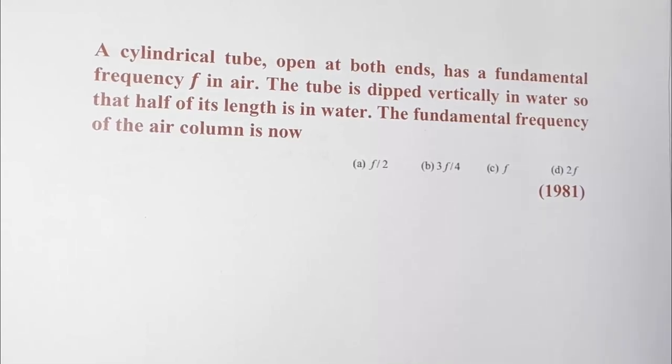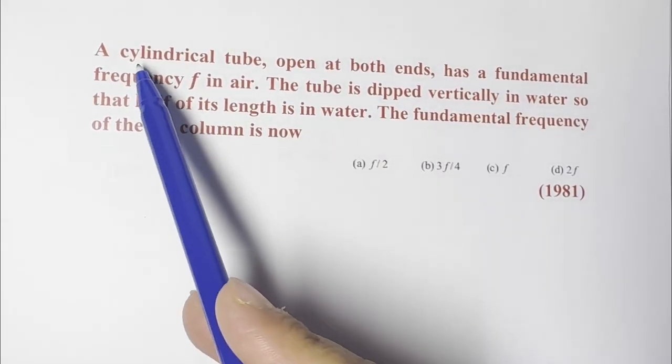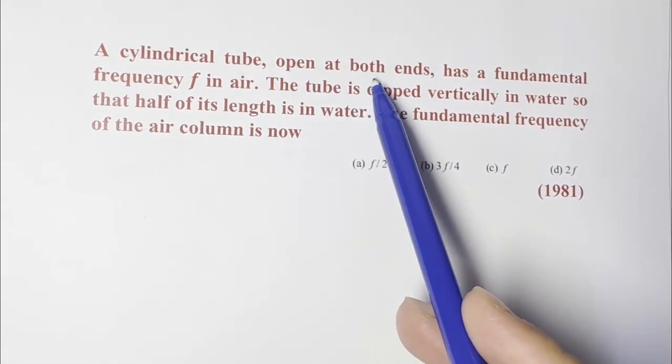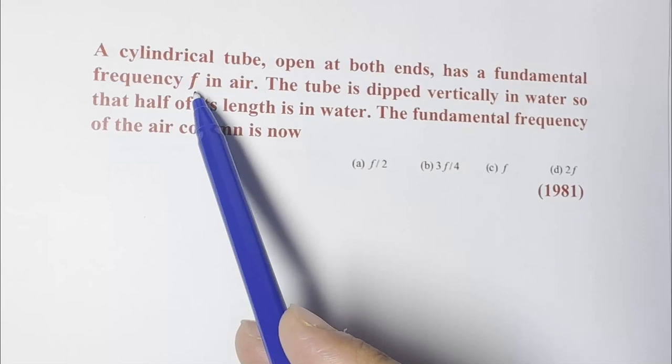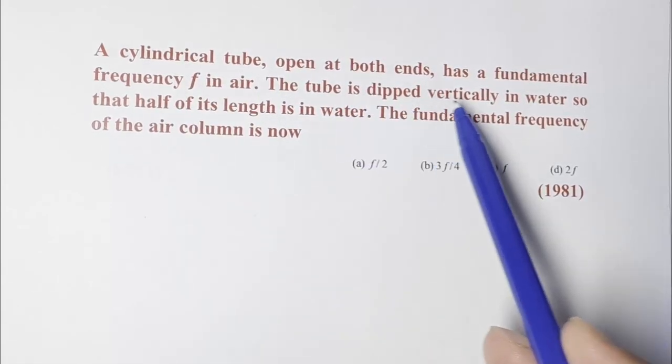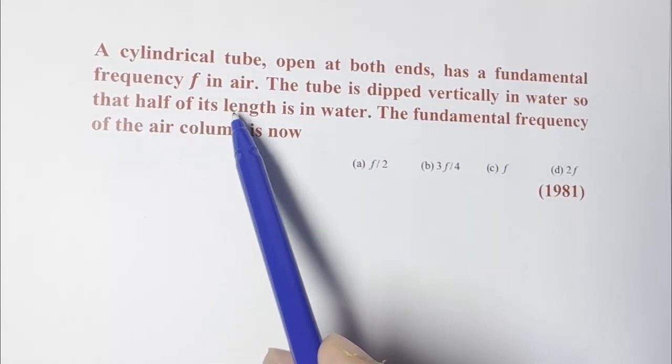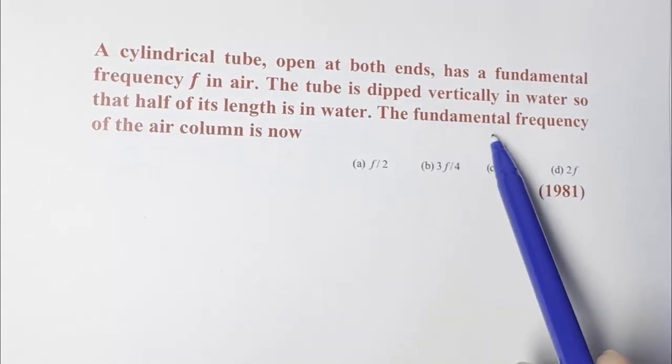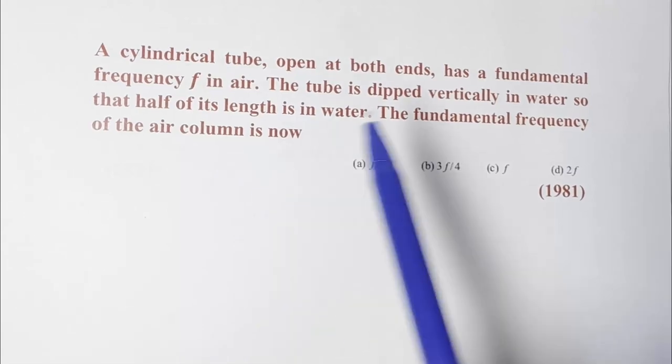Hello friends, in today's question, a cylindrical tube open at both ends has a fundamental frequency f in the air. The tube is dipped vertically in water so that half of its length is in water. The fundamental frequency of the air column is now.